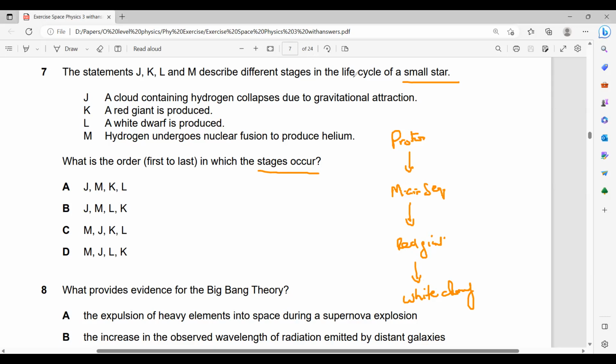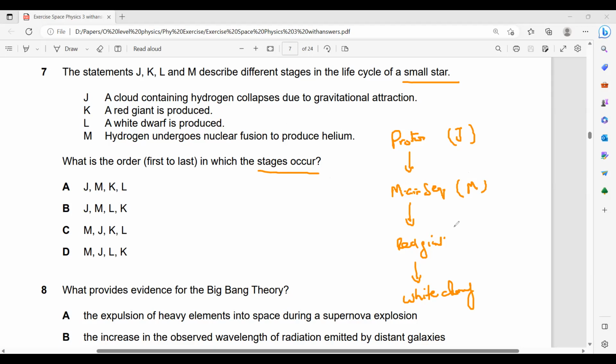So first, we will have a protostar. Which one is a protostar? A cloud of hydrogen collapses due to gravitation. This is J, the protostar. Then hydrogen undergoes fusion to produce helium, so this turned into a main sequence star. Because when they are coming closer, that is a protostar, and then when they start hydrogen fusion and it balances, that is a main sequence. Hydrogen fusion, nuclear fusion, produces helium. That happens in a main sequence star.